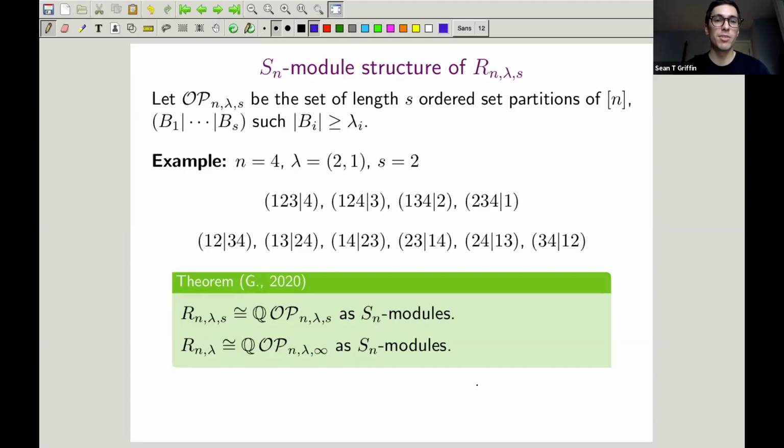And these new rings also have a nice symmetric group module structure. So we'll let OP_{n,lambda,s} be a certain subcollection of ordered set partitions where we fix the length to be s, and we condition that the size of the ith block has to be at least as large as lambda_i. So for example, when lambda is (2,1) and s equals 2, then we're looking at 2 blocks, and we're saying that the first block has to be size at least 2, and the second block has to be size at least 1. So in general, I'm allowing b_i to be empty.